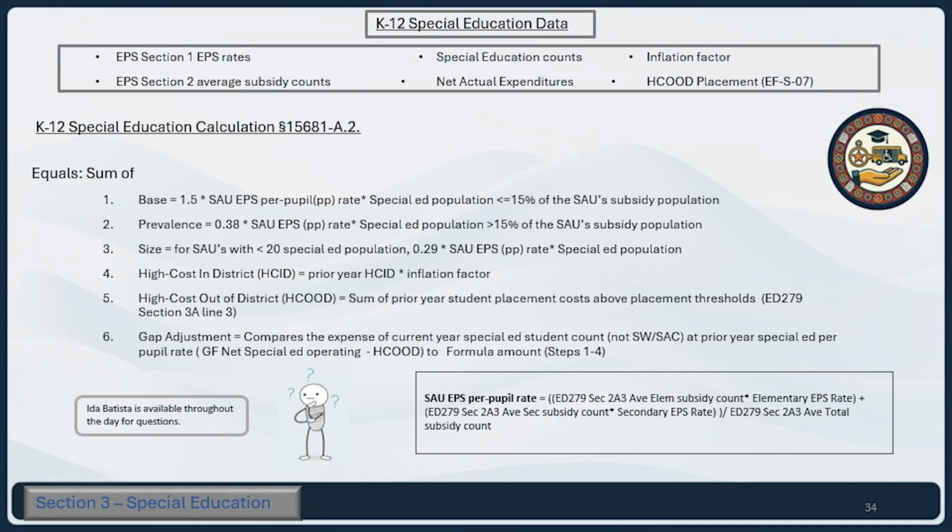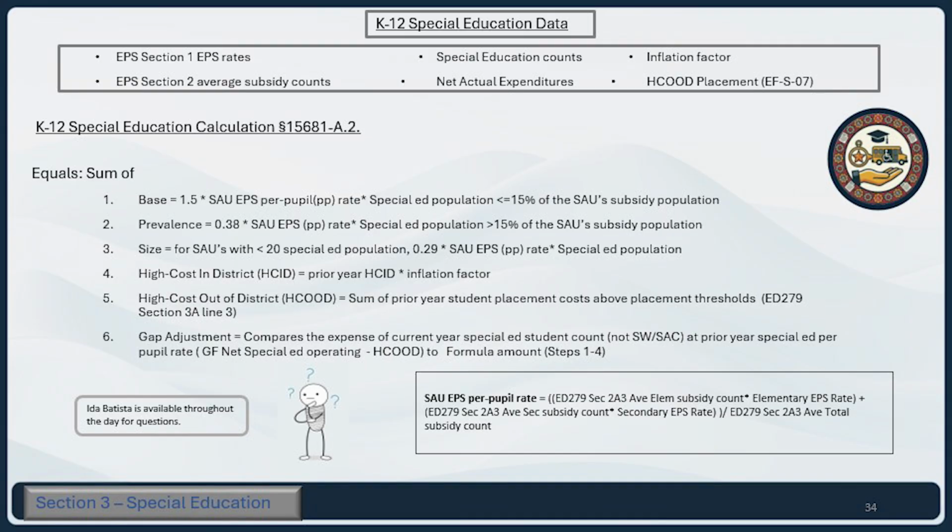But let's say your SAU has 100 total subsidizable students and 20 special ed students. So those additional 5 will get a weight of 0.38 times your weighted EPS rate, okay? If you are a district with a very small SAU special ed population, under 20, we give you an additional weight of 0.29. Then we get to step 4.